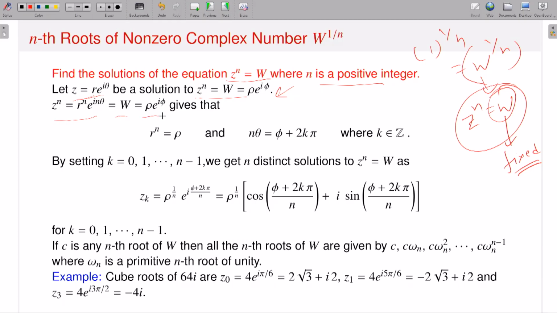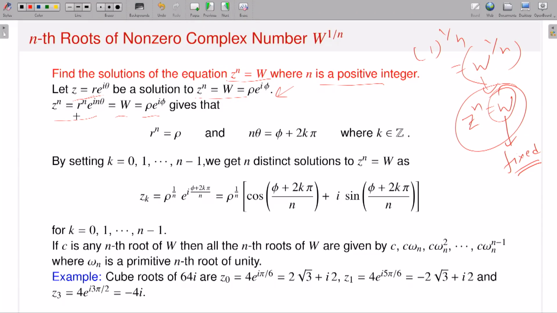Now I have two complex numbers, both in exponential form. Since these two complex numbers are equal, I can conclude that r to the power n is exactly equal to rho. And what is the relation between theta and phi? Here n theta should be phi plus 2k pi. So this is the relation.